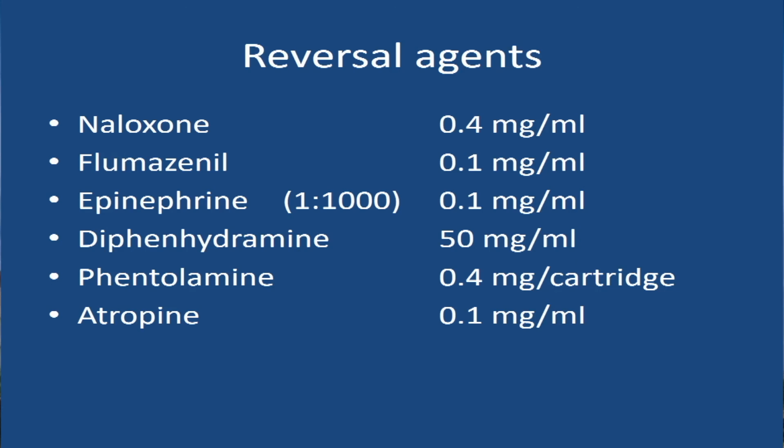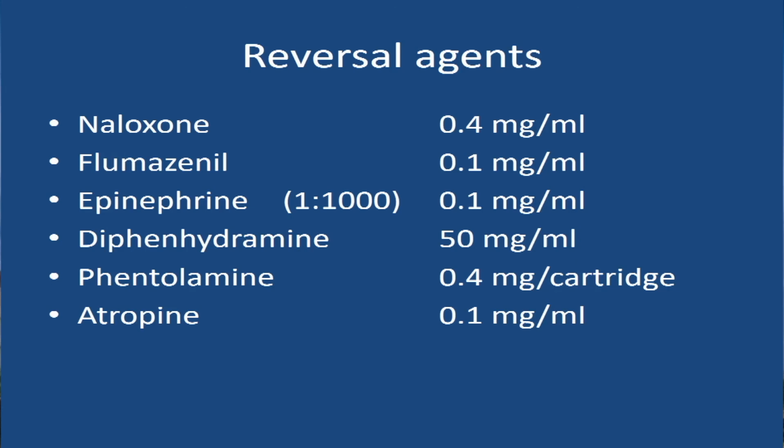Epinephrine, 1 to 1,000. This is a drug that we commonly use when we have an anaphylactic reaction and we do an intramuscular injection, and so we need a more concentrated drug that we can administer intramuscularly. Diphenhydramine, we offer that as well to our patients, 50 milligrams per milliliter, and we typically follow up with 25 milligrams of diphenhydramine as an empirical dose when a patient has an anaphylactic reaction.